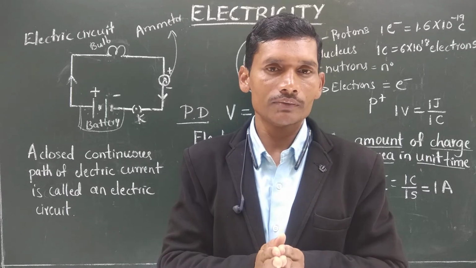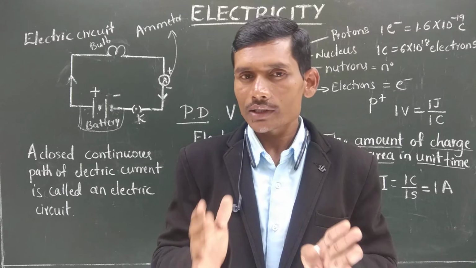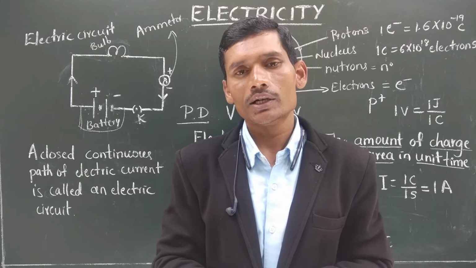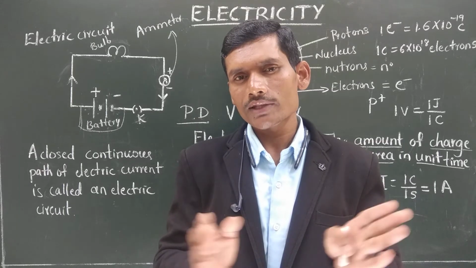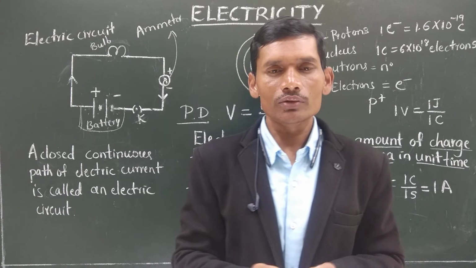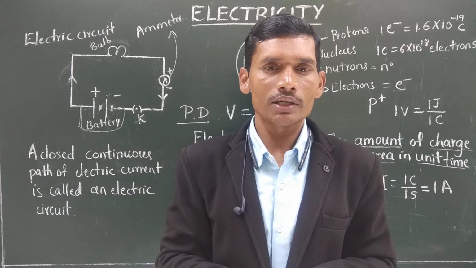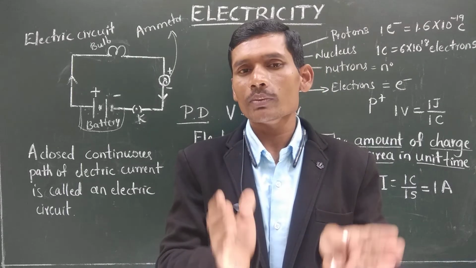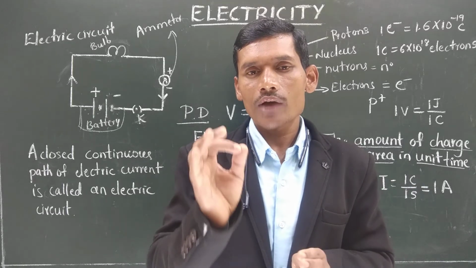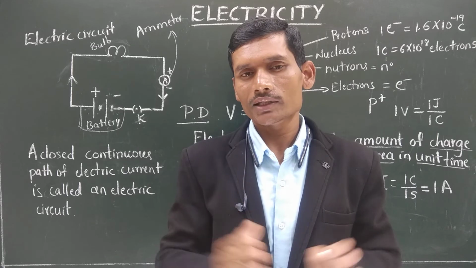Now we have learned what is electric current, what is an electric circuit, what are charges, what is the SI unit of charge, what is the SI unit of current, what is the device used to measure the current, what is potential difference, what is the SI unit used to measure potential difference, what is the device used to measure the potential difference, and how that voltmeter has to be connected in an electric circuit. All these points we have learned. You have to remember this, then you can understand the further topics when we learn in this lesson.